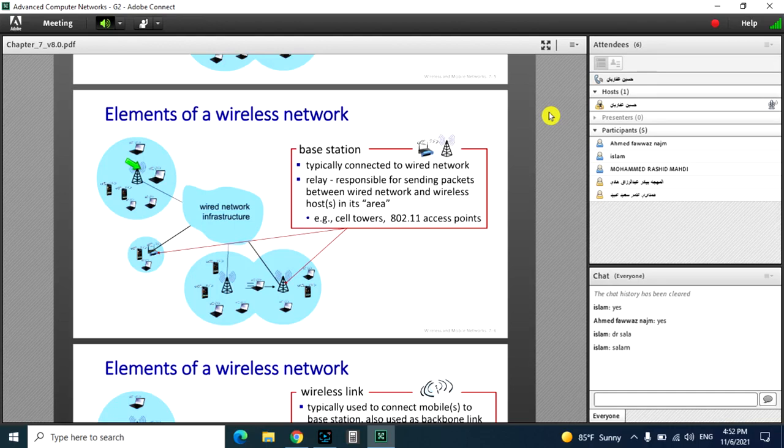The second element in these networks is the base station. Base station is an antenna mounted on top of a tower. Okay, and on one side in my network, my wireless hosts are connected to the base station, and on the other side, the base station is connected to the backbone of internet, to other areas, to other networks. Mostly, the base stations are connected to wired infrastructures, mostly, but sometimes they are connected through a wireless backbone.